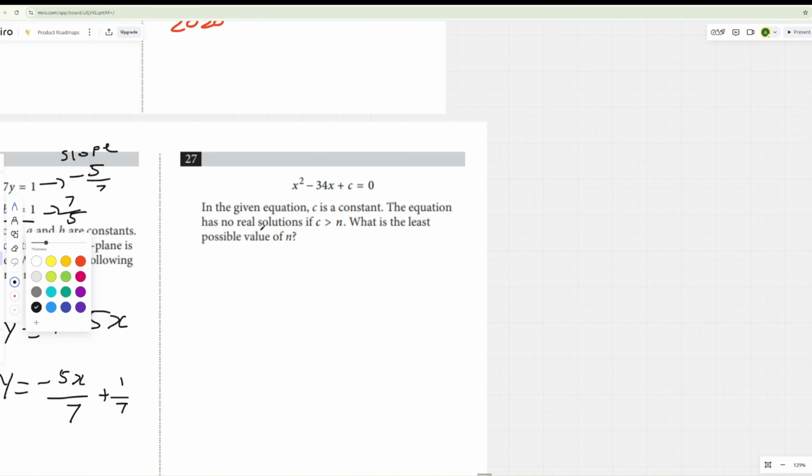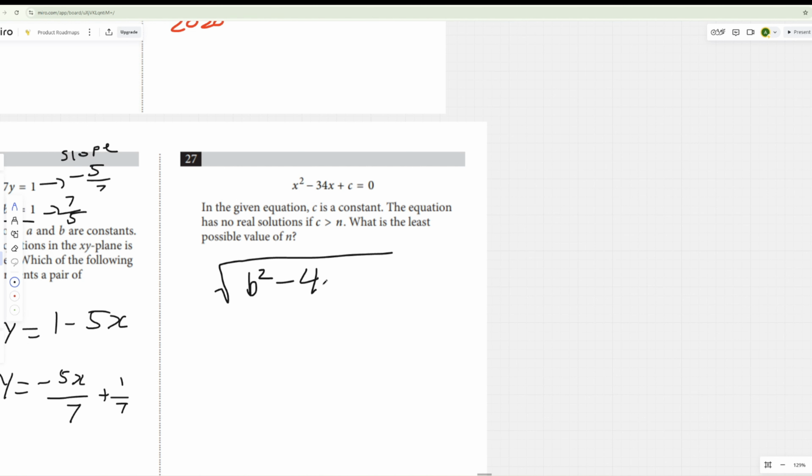Next one. In the given equation, c is a constant. The equation has no real solutions if c is bigger than n. What is the least possible value of n? Okay. This one is a quadratic equation question, but you don't have to do the full quadratic equation. You just need to understand what the discriminant is. B squared minus 4ac. C is a constant. The equation has no real solutions.